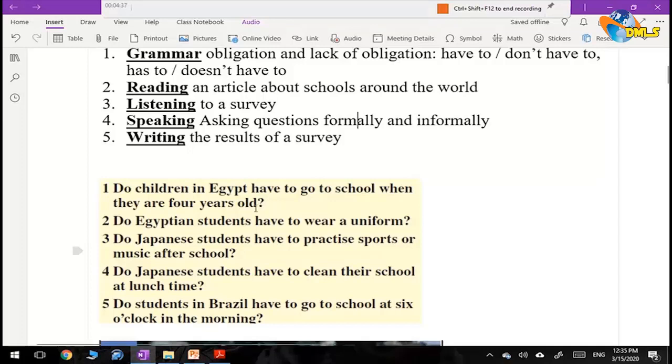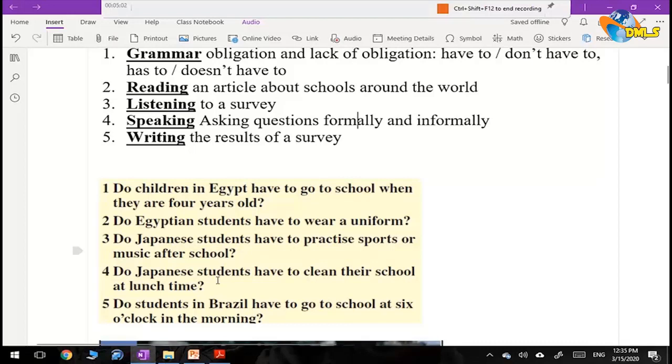That's the first question. Do Egyptian students have to wear a uniform? And I believe we all do, especially here with our school. Now, do Japanese students have to practice sports or music after school? That's of course different from another country. That's different from our country, and they have different ways of discussing and handling their business. We will see about that.